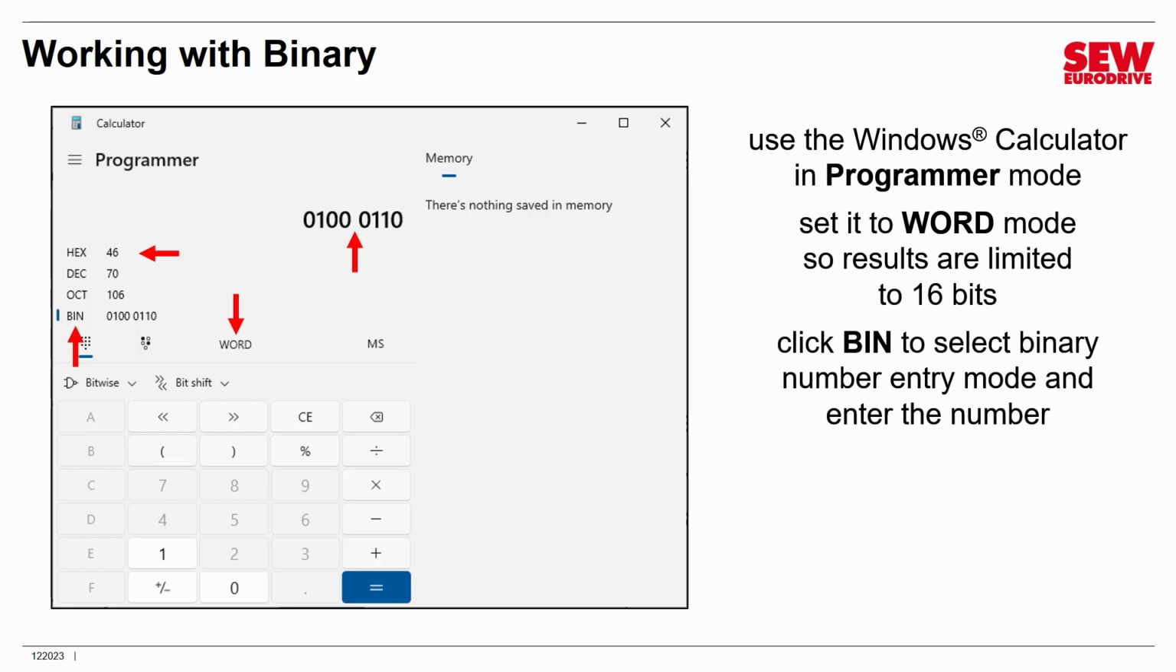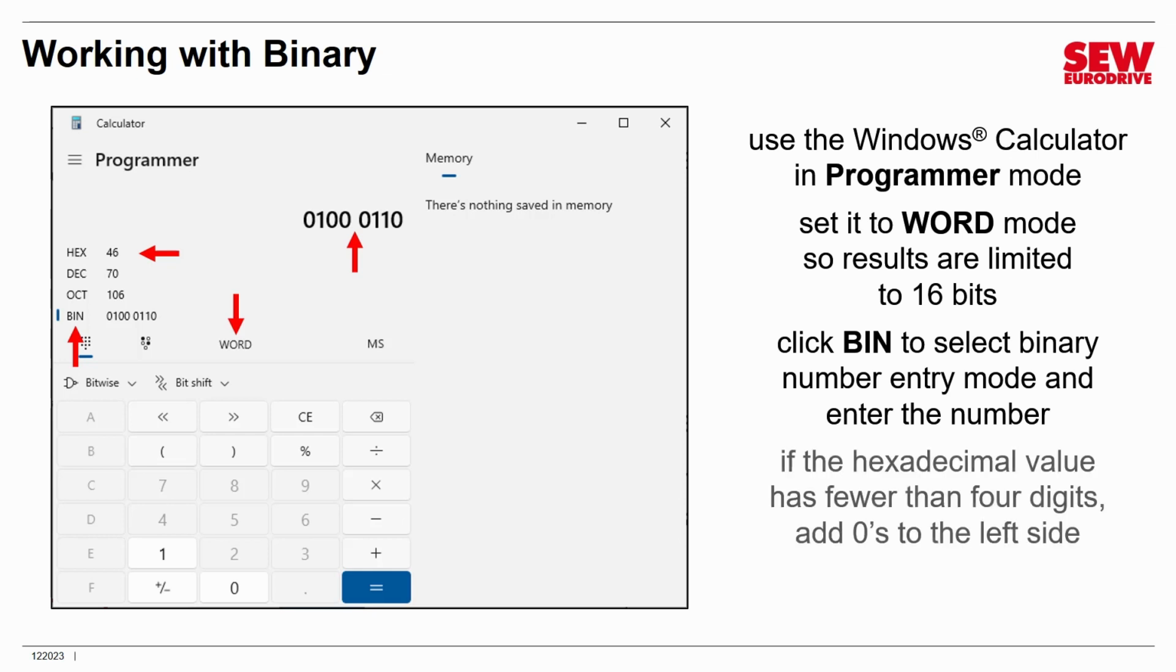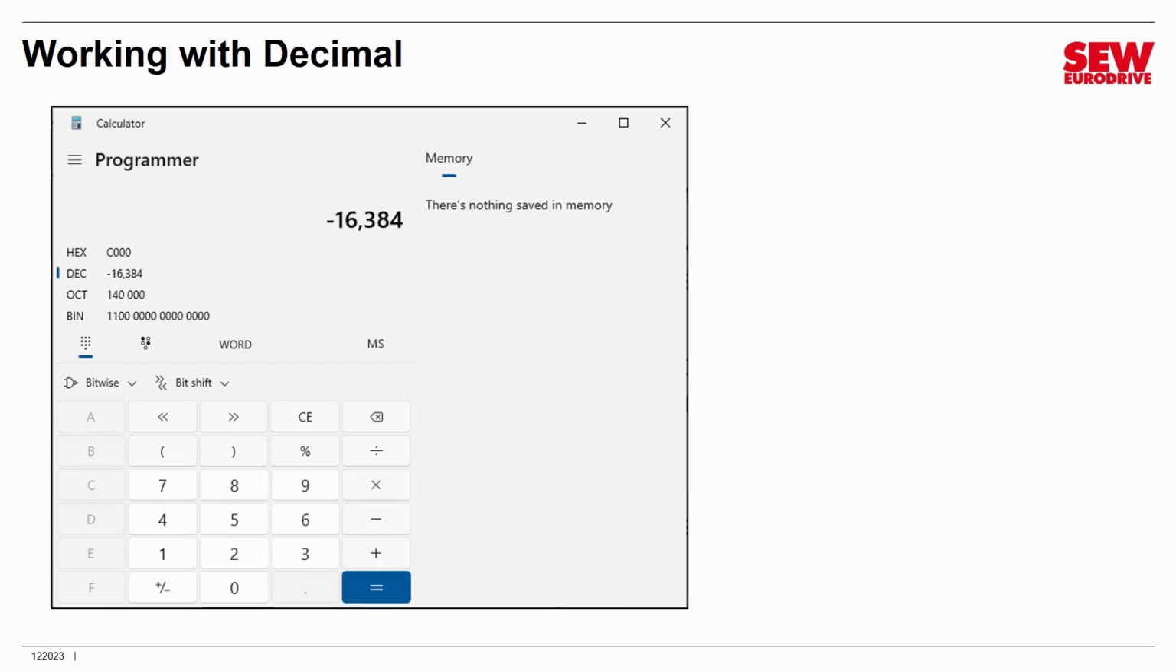Now, since we want to work with 16-bit values, if the hexadecimal value has fewer than 4 digits, just add some zeros to the left side. So the number should actually be 0046. That is a 16-bit hexadecimal number. Pretty simple. Now, what if you want to convert a decimal value to hexadecimal? Almost the same thing.